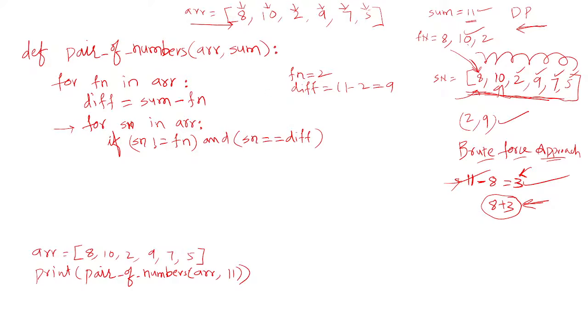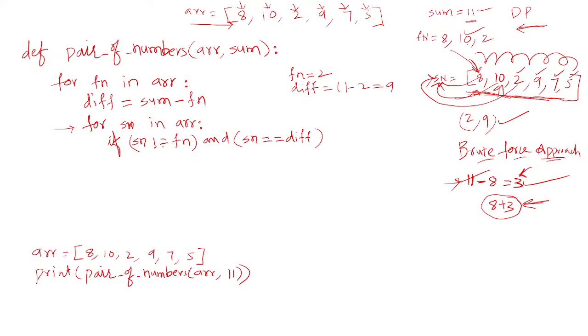Okay, so for Sn, the second number in the array, first Sn value will be equal to 8. Then it checks 8 not equal to first number. So 8 not equal to 2, yes. And then it checks whether this 8 is equal to 9. No. Okay, so then again the second number takes the next one, 10. So 10 not equal to 2, yes. And then again it checks whether 10 is equal to 9. No.